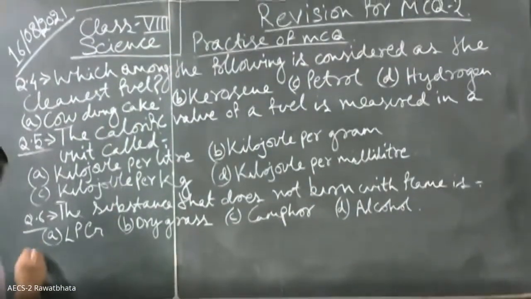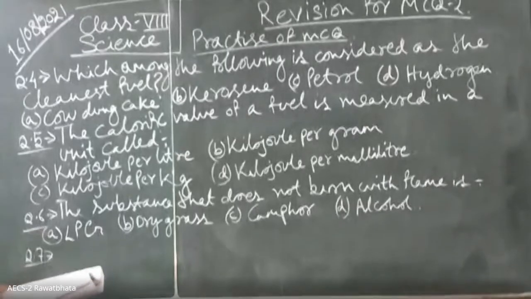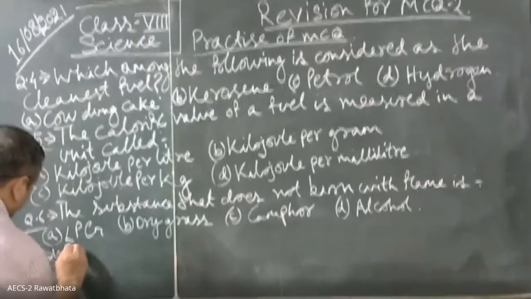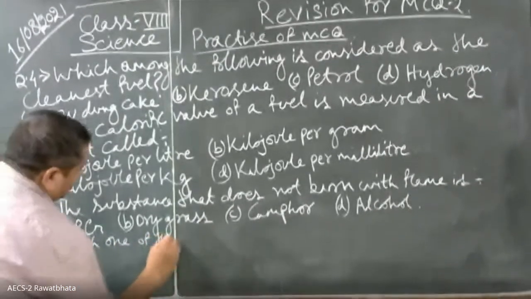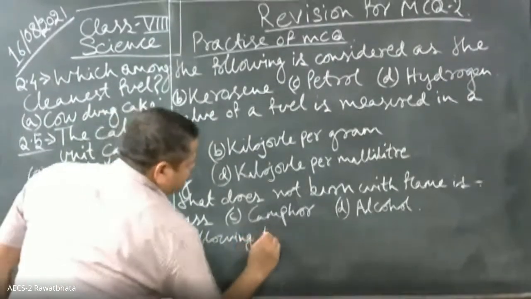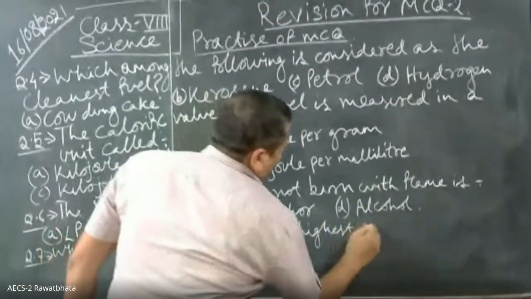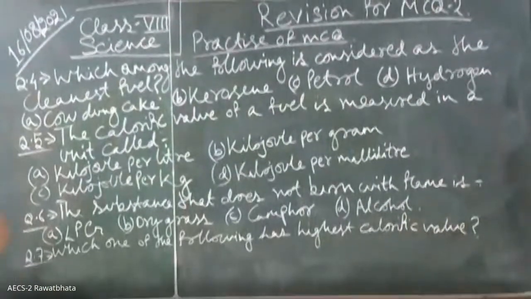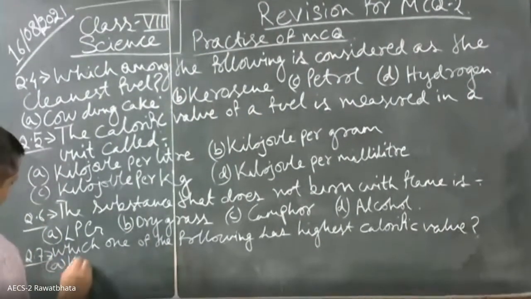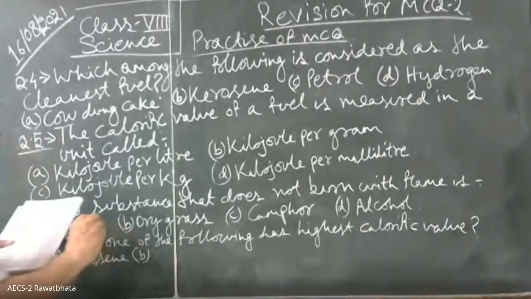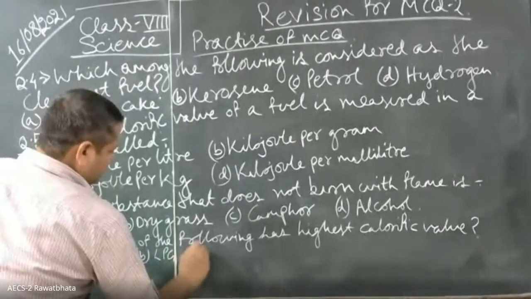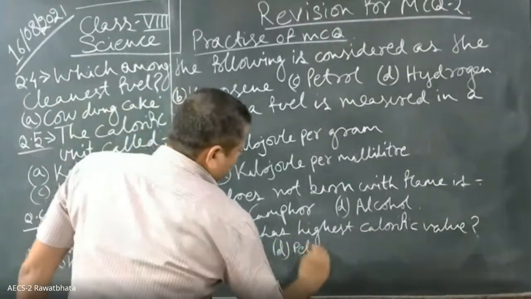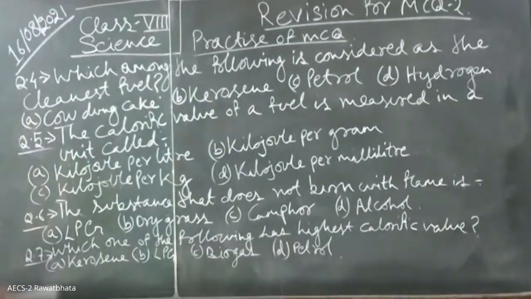Then question number 7, we can have some space, we can note down. Which one of the following has the highest calorific value? Your options are A, kerosene; B, LPG; C, biogas; D, petrol. Now these are the 4 questions that are written on the board.